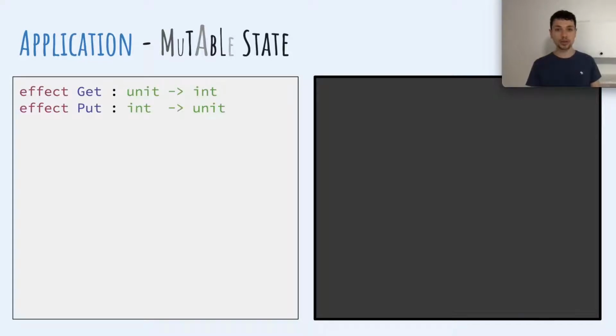Here you have the effects get and put, and we notice that they have an arrow type. Get has the type unit arrow int. This means that when we perform the effect get, we must supply the value unit, and we can expect an integer in return. That's because in order to call the continuation, we must provide an integer, and that's the value that we get in return from performing the effect get. The same reasoning applies to the effect put.